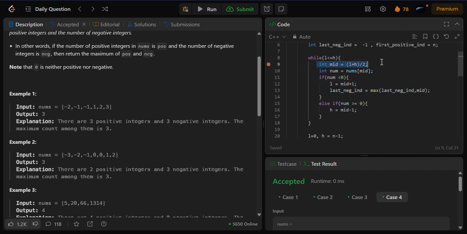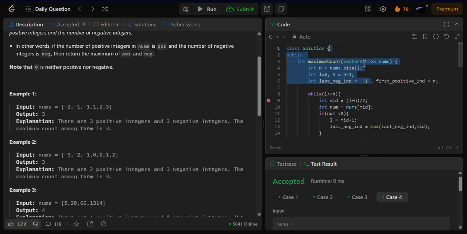My mid would be L plus H by 2. If the number at this index is less than 0, then there is a possibility that there is another negative number to the right of this index. So I will do L equals mid plus 1, and update my last negative index, because it can also be that this is the number which is my last negative number. So it will be the maximum of my last negative index, which I've gotten previously. Previously I will assume that there are no negative numbers.